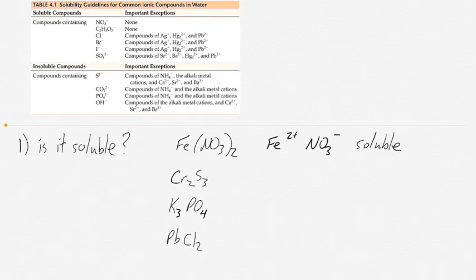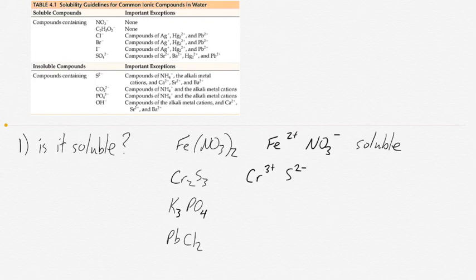Our second example is Cr2S3. This is a chromium sulfide. So again, we split this up into its ions, at least to decide what the ions are. This is made from a chromium 3+ ion and an S2- ion, actually 2 chromium ions and 3 sulfide ions. We look at the chart and we find the S2- ion. It's at the bottom under the section labeled insoluble compounds. So in general, anything with a sulfide ion is insoluble, which means it will precipitate.